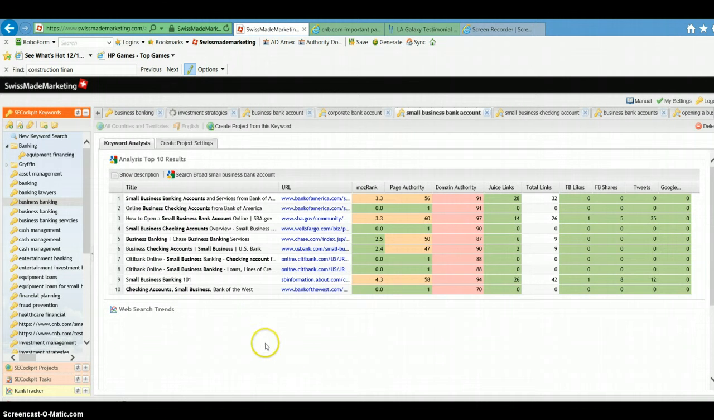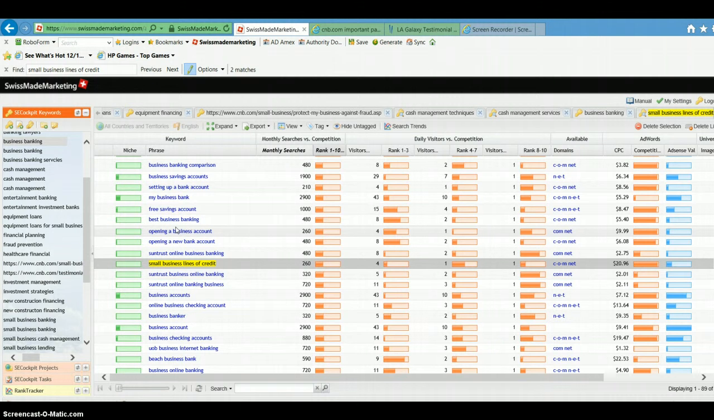But if I click on this page and I look at the top 10, I can see the first 2 are Bank of America, then Wells Fargo, Chase, US Bank, Citibank, About.com, Bank of the West, and .gov. So all of these are highly authoritative sites that are going to be very difficult to beat. So even though it's a great term, we won't get any exposure if we're not able to rank in the top 10.